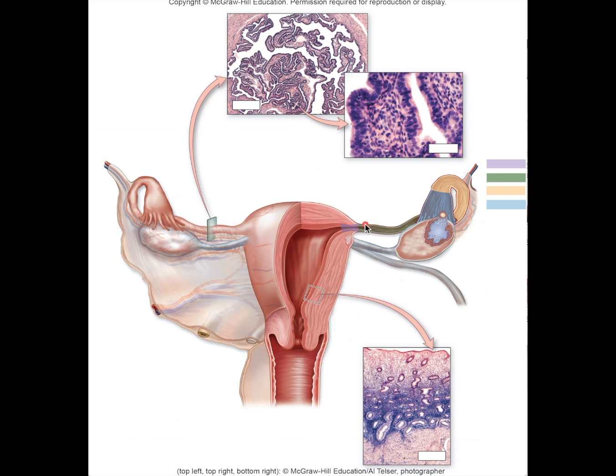And you can see the fundus, the body, the isthmus of the uterus, and then we have the cervix right here. And this is all considered part of the cervix.